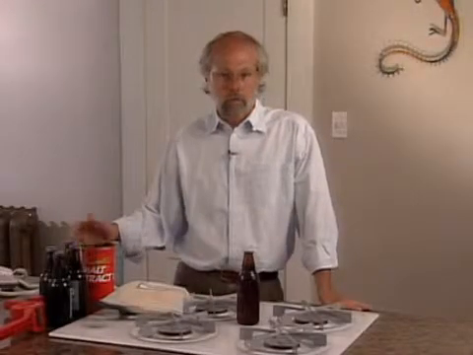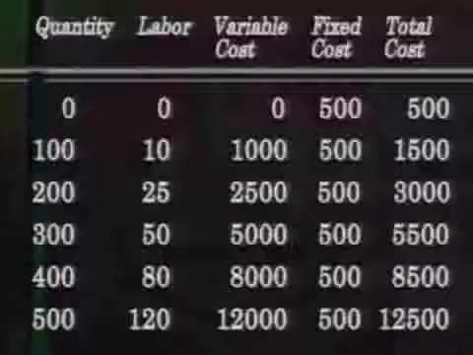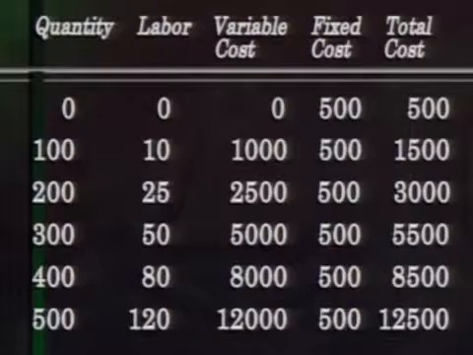Our hypothetical example could be a very small brewery with fixed costs of $500. These fixed costs might include the rent on space and the opportunity costs to investors. In this table, we associate expenditures with quantities of beer. Quantity goes from 0 to 500 cases. Next, we show the quantity of labor that's used to produce the output. It runs from 0 to 120 hours.